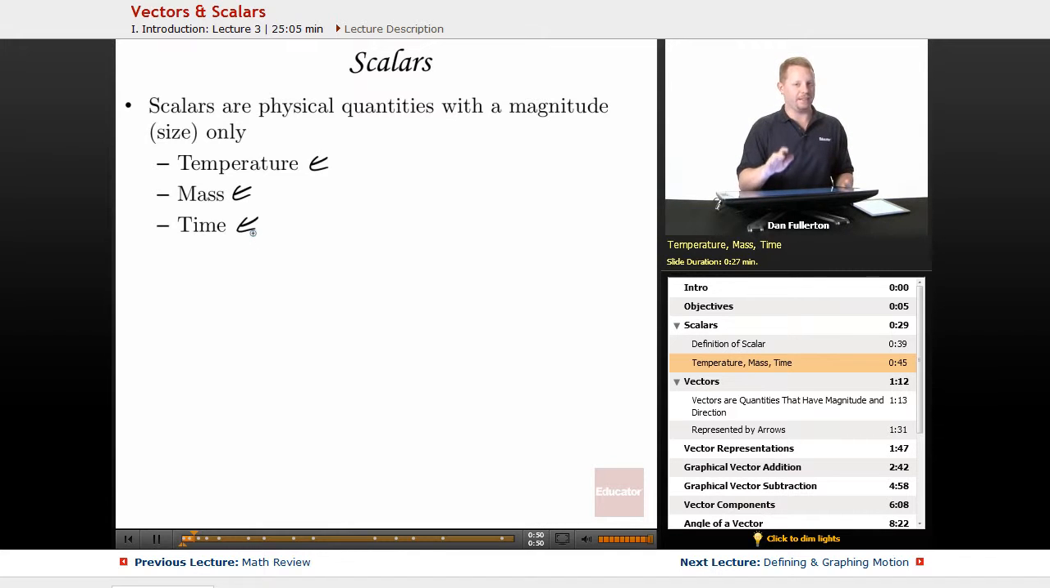I know what you're thinking. Time has a direction, right? Forward or backward? Well, not really. When we're talking about direction, we're talking about things like north, south, east, west, up, down, left, right, over yonder, over yander. That sort of direction. Forward, backward, when we're talking about just a positive or negative value, isn't what we're talking about here.